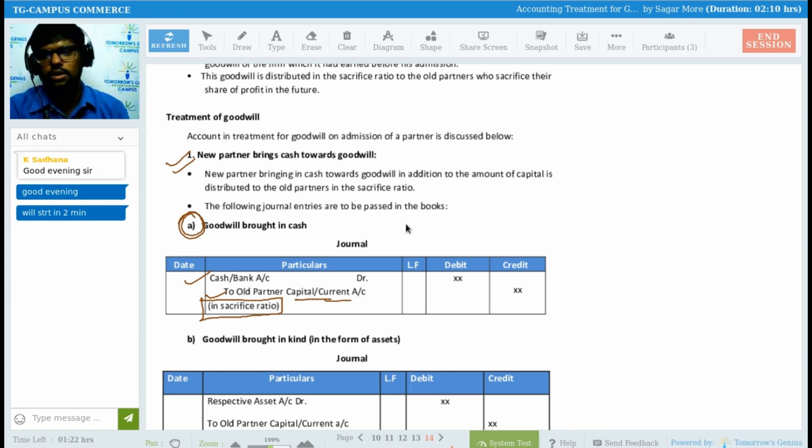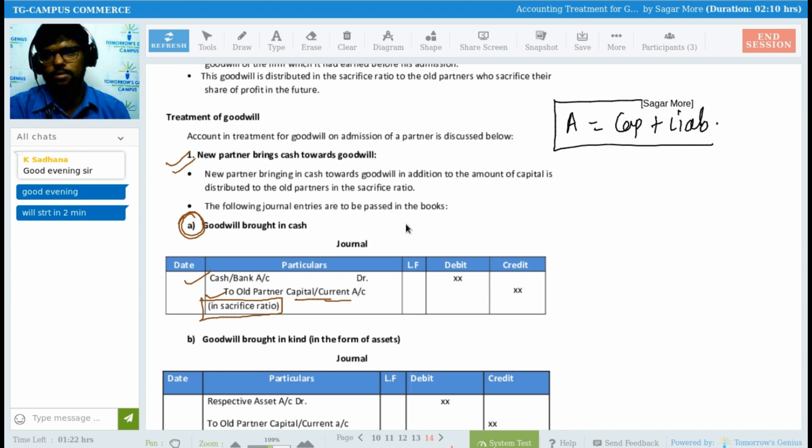What is the accounting equation? Tell me. Remember the accounting equation. Sadhna, Dhanushri, Shivarish. Equalizing the value. Asset is equal to liability plus capital. Capital plus liability. Right? You know the accounting equation now.